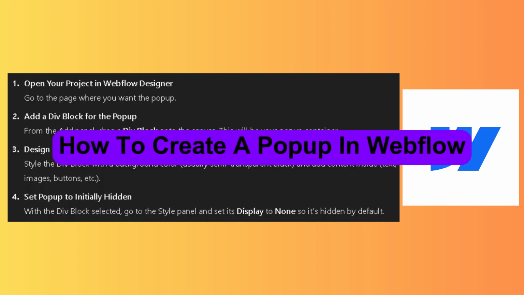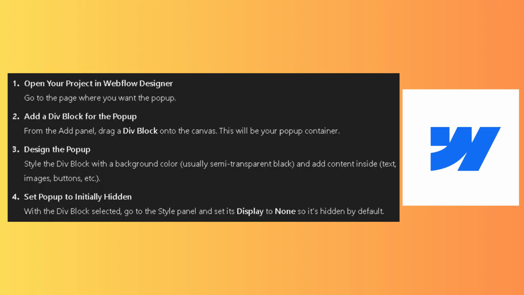In this video, you will learn how to create a pop-up in Webflow. Open your project in the Webflow designer, go to the page where you want the pop-up, and add a div block for the pop-up. From the add panel, drag a div block onto the canvas. This will be the pop-up container.